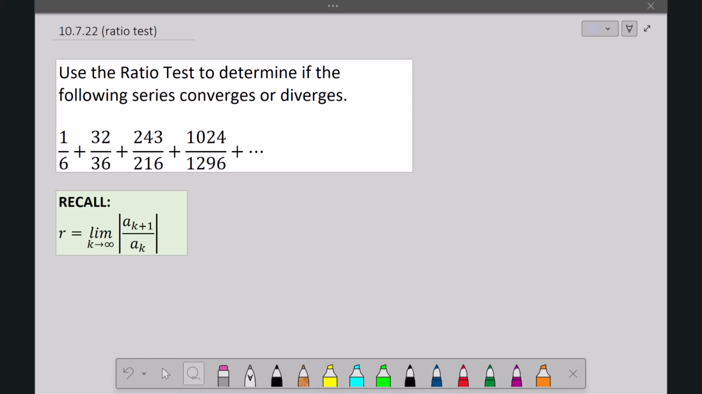Let's go ahead and analyze this series with the ratio test. Before we can actually do that, we need to know what a sub k is. So we need to know what the pattern is with this series. We need to be able to write it in a closed form.